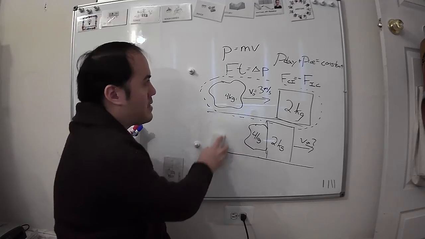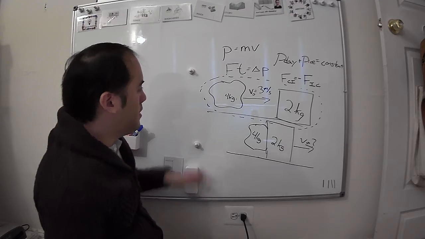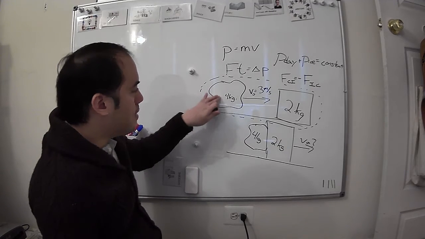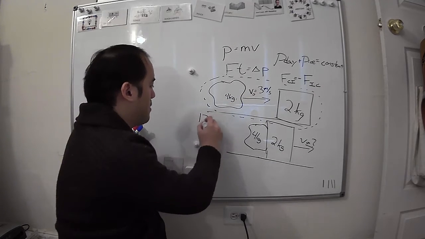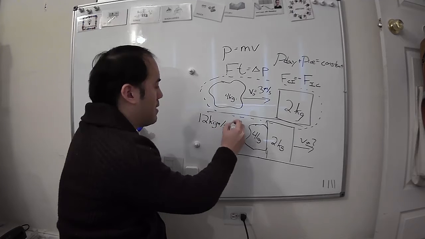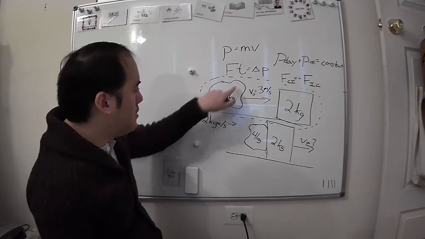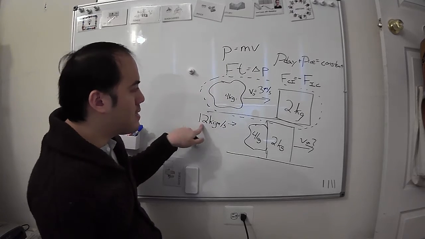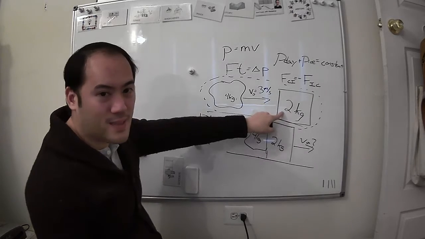We don't need to find this because we only care about the total. The total in the beginning is 4 times 12 kilogram meters per second to the right. Remember, it's a vector, so we need to include direction. So the momentum of the clay is this. The ice starts at rest. I probably should have said that earlier.